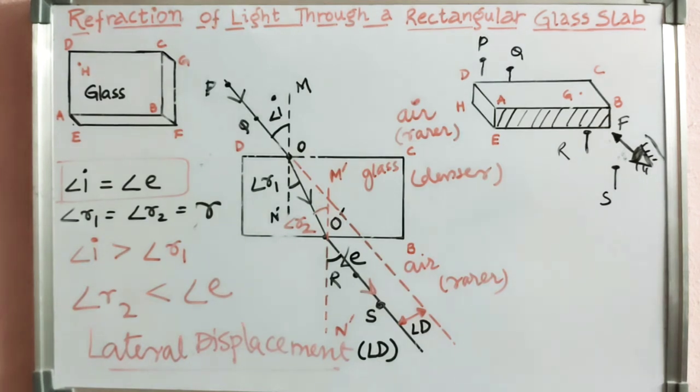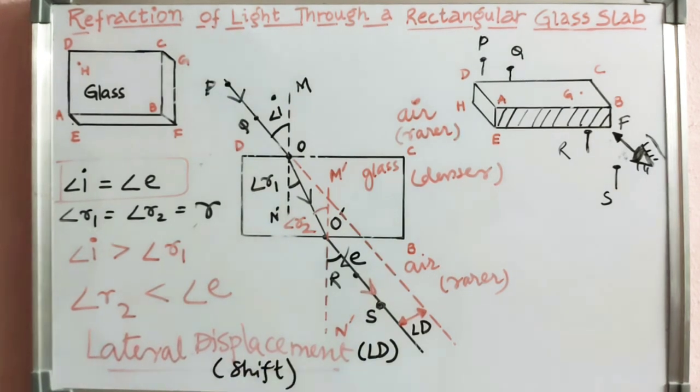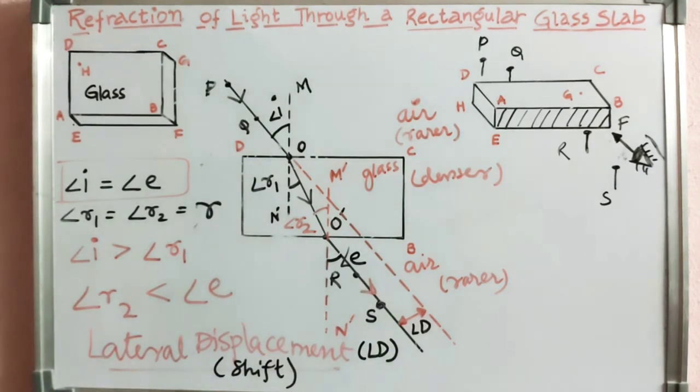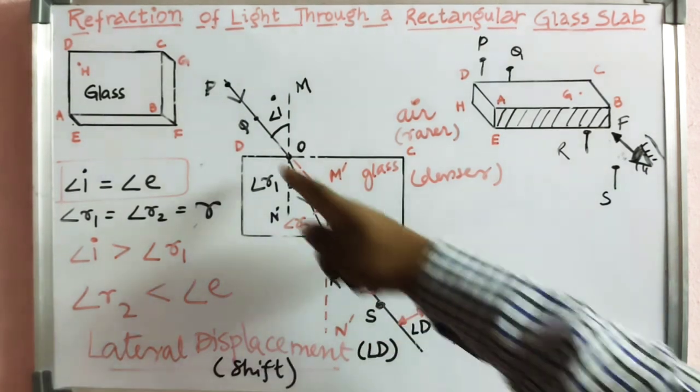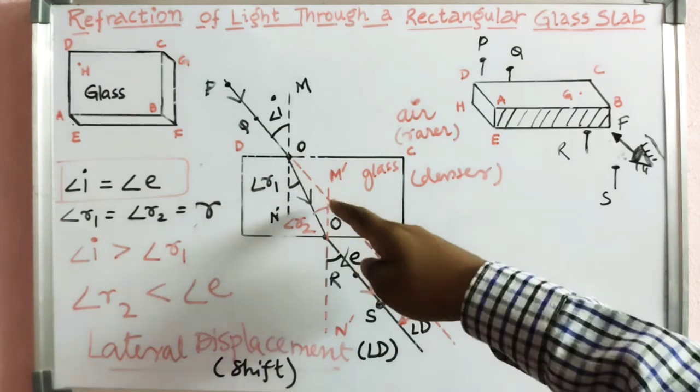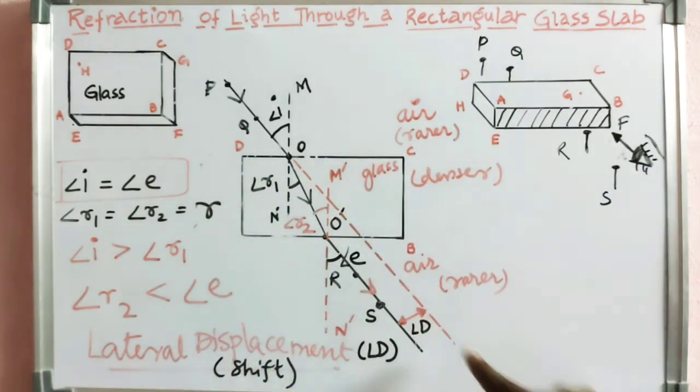So the distance between the extended incident ray and the emergent ray, I am calling lateral displacement. Some people also call it lateral shift. Why do they call it lateral shift? Light is shifting its position. It is supposed to move like this, through these red dotted lines, but it has shifted. So that is called lateral displacement or lateral shift. Anything you can call it.